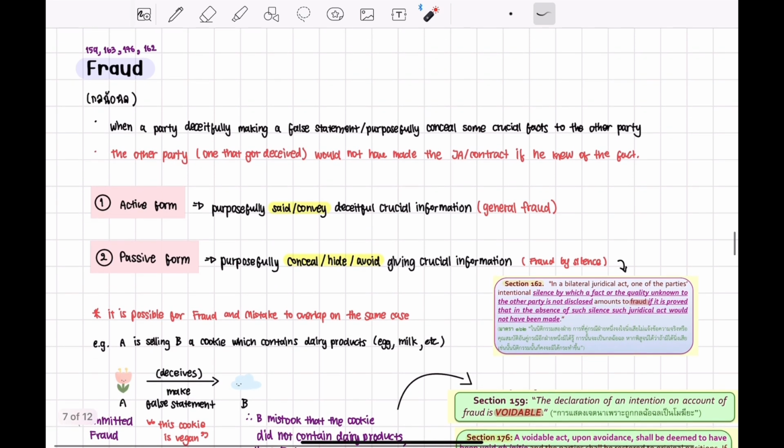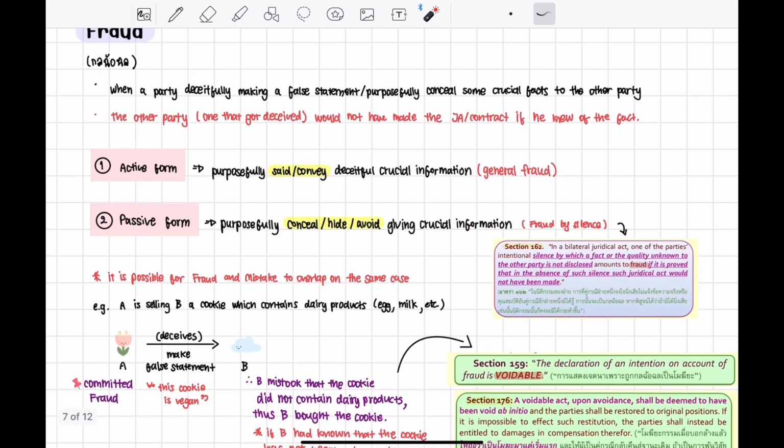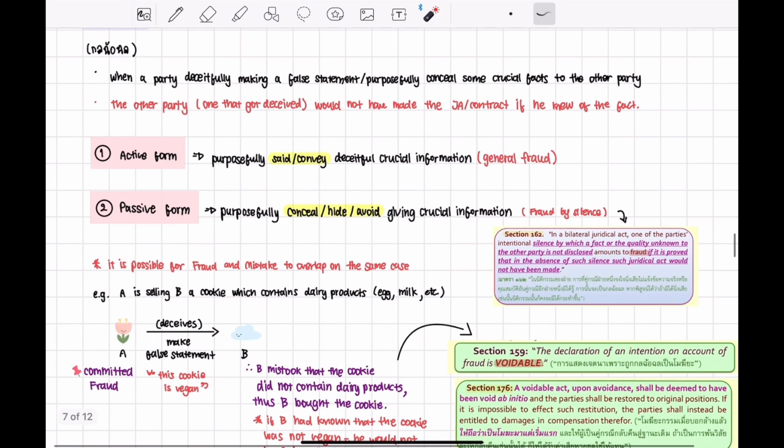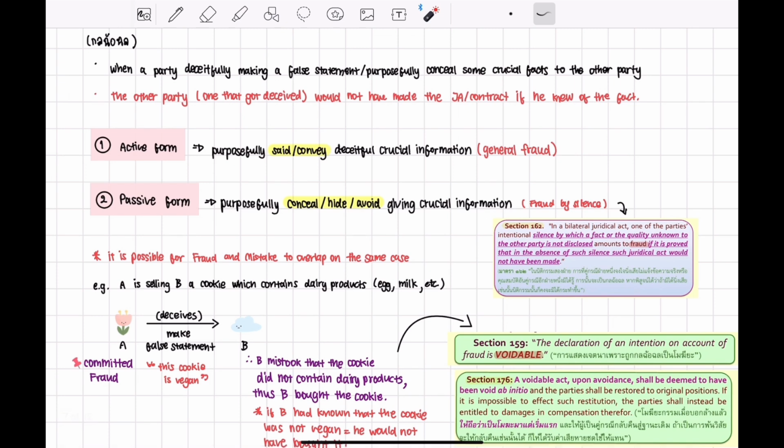So there are two different forms of fraud. First is the active form, which is when a party purposefully says or conveys deceitful crucial information. This is also called general fraud. The second form is the passive form, which is when a party purposefully conceals, hides, or avoids giving crucial information of the JA in order to deceive the other party by blinding them from some information that they ought to know. This is called fraud by silence.